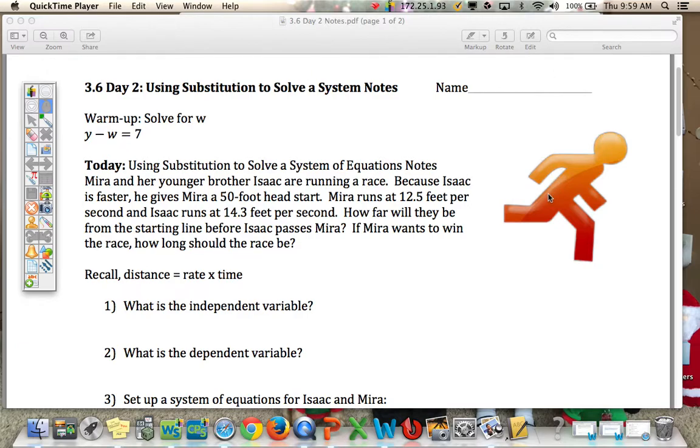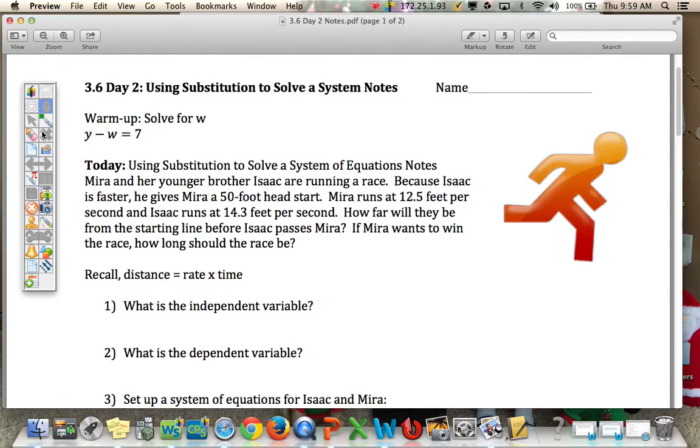Yesterday we looked at using graphing to solve a system of linear equations. Today we'll look back at that, but we're also going to look at using a method called substitution to solve a system. The warm-up is practice solving for a variable. Solve this equation for w. And what that means is get w by itself.